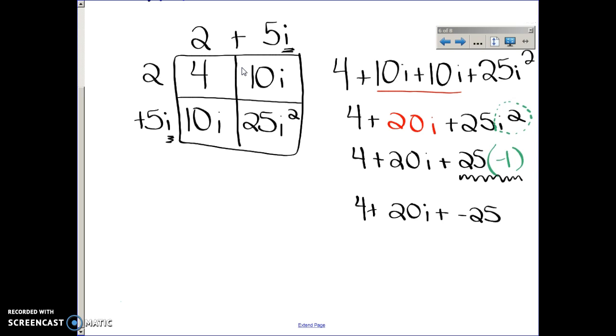Okay, and again, check and see, do I have some like terms? Why, yes, I do. I have a 4 and a -25. Be careful with your negatives. Please don't mess that up. 4 minus 25 is the same as -21. And then right after it, I put my imaginary number.